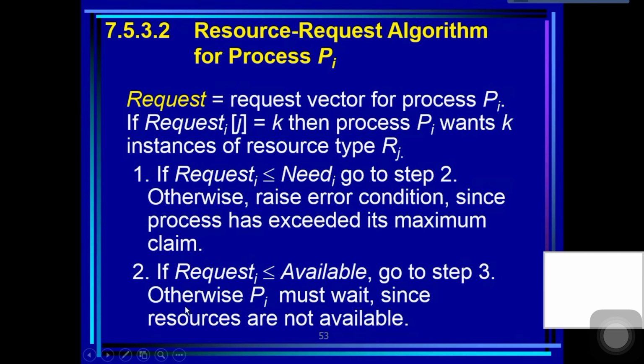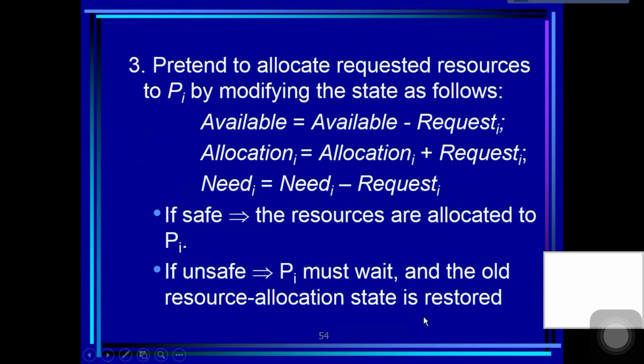Okay, so pretend to allocate. I emphasize that we pretend. That doesn't mean we allocate actually. We just pretend to allocate requested resources to pi by modifying the state as follows. First, available equals to available minus request i.